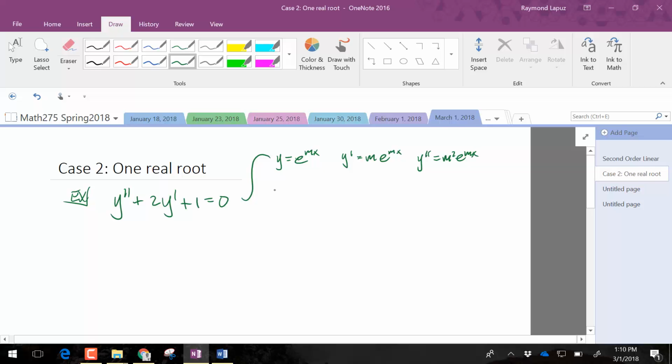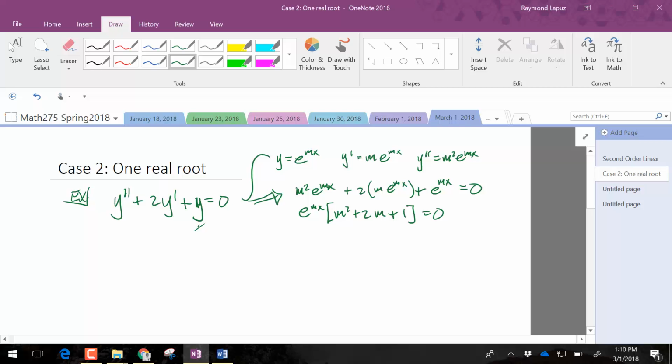And then we'll put it into this differential equation. We're going to get m squared e to the mx plus 2m e to the mx plus, oops, this is y, not 1. This is y. So this y is just e to the mx. And then we factor out an e to the mx: m squared plus 2m plus 1 equals 0.